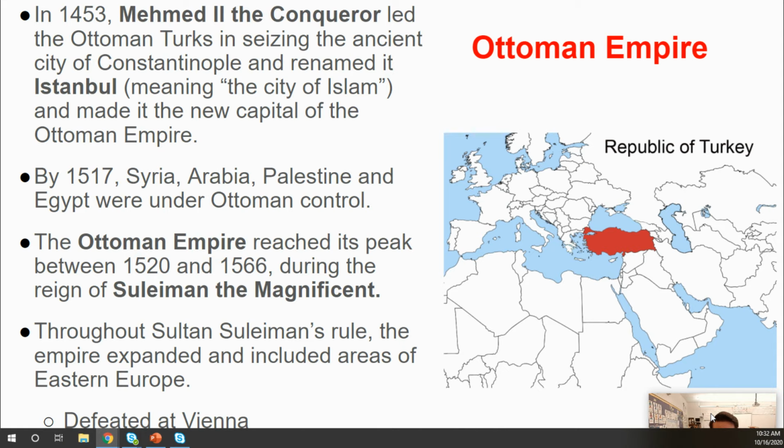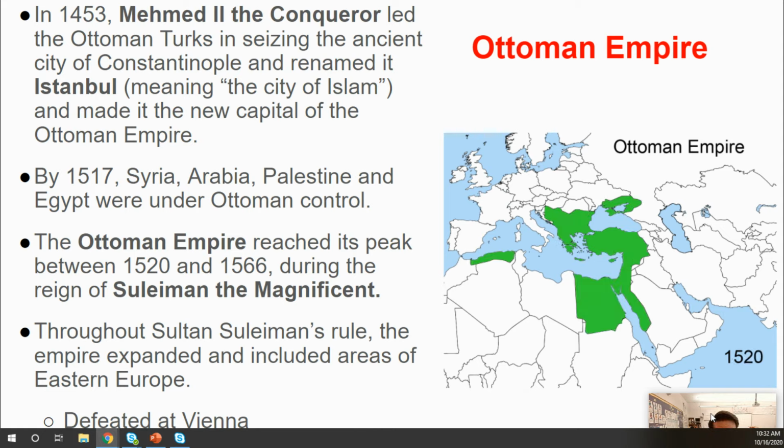And Suleiman is going to help expand the territory even more so, and even trying to invade Europe, and it takes control of much of what is Eastern Europe. So Greece is going to be under the control of the Ottoman Empire for some time. And you can see a lot of the Turkish influences in the Greek culture today.